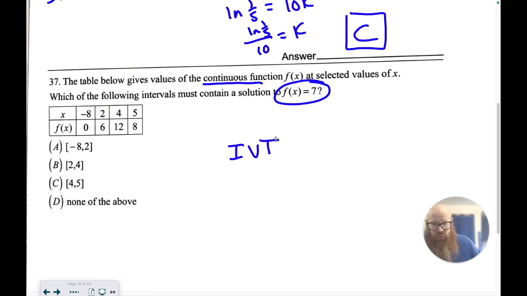Yeah, it just has to be between 2 and 4 because when you go from 2 to 4, it goes from 6 to 12. So it has to go through 7. Negative 8 to 2 goes 0 to 6. It could go up and hit 7 and come back down, but it doesn't have to go through 7. And 4 to 5, it goes from 12 to 8. Again, it could dip below and come back up, but it doesn't have to. It has to be between here because you can't skip over 7, because if you skipped over 7, it wouldn't be continuous. But we know it's continuous, and the intermediate value theorem applies. All right, so that one's just B.